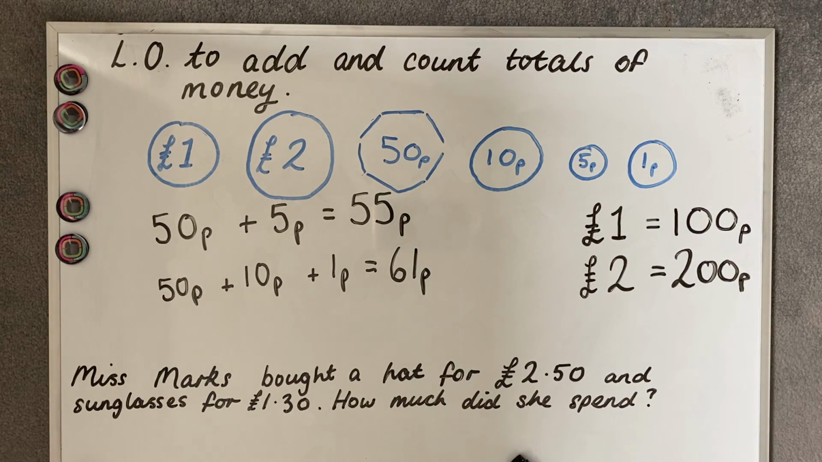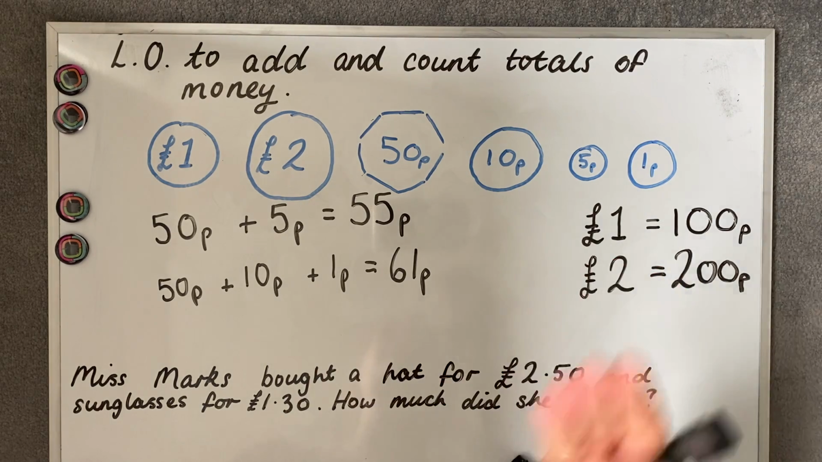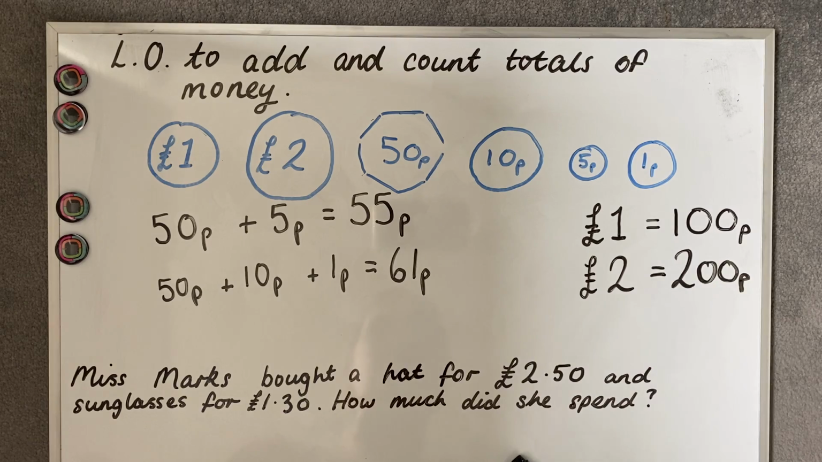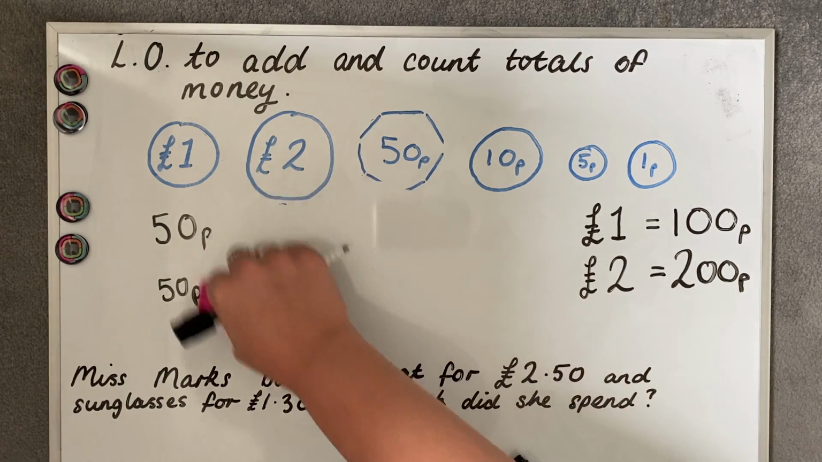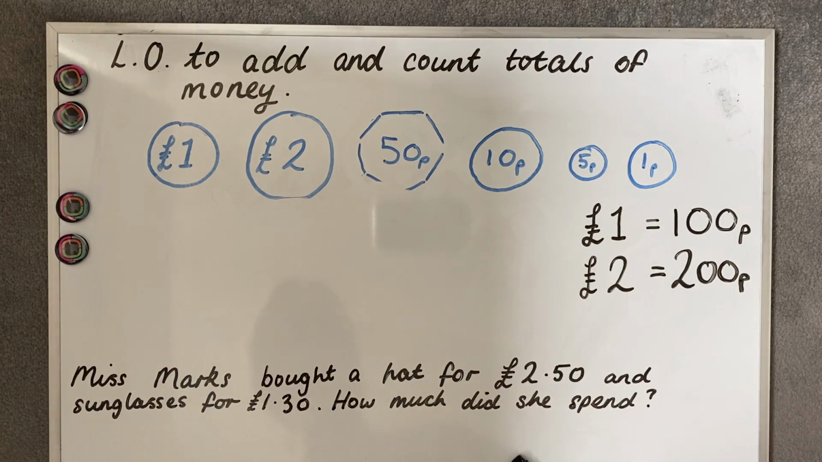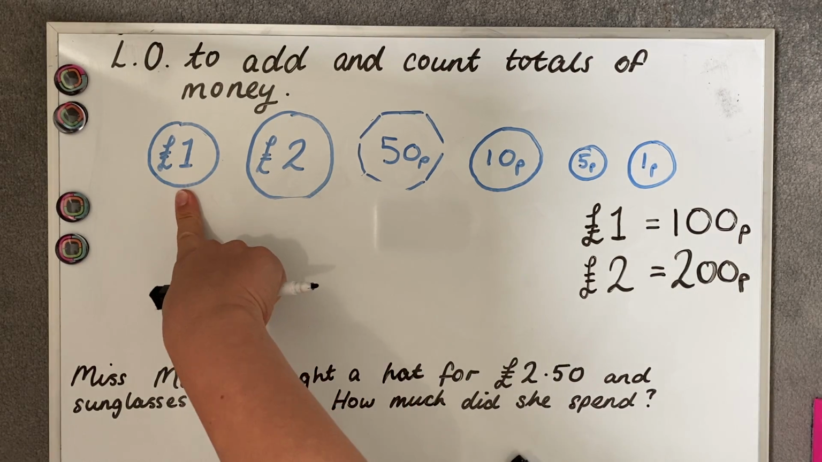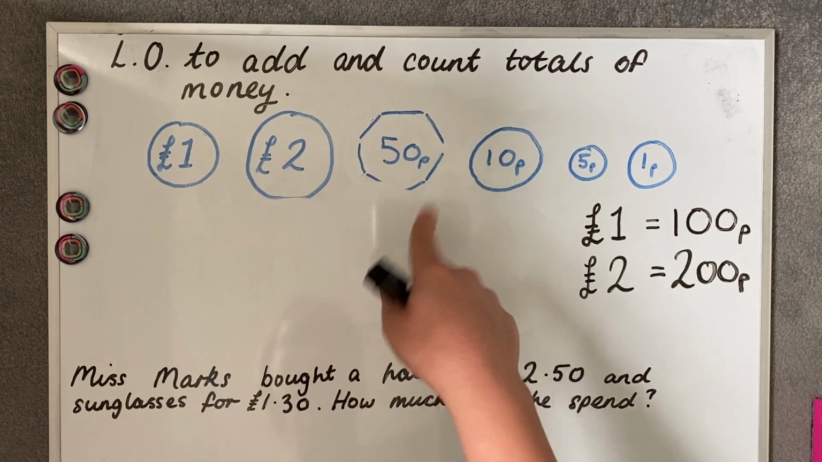61p. So choose your 2 easier numbers to add together first and then add on the next ones. Don't try and do it all at once because it can get a little bit complicated. Even if you've got 4 coins, you could add together the first 2, then 1 more, and then 1 more after that.